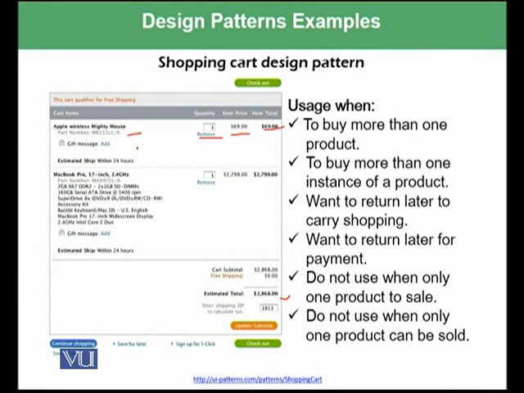So this design pattern says that you should write the name of the product, the quantity, item price, and item total. This design pattern can be used to buy more than one product, because we can write that we need one product here, this is the second product, and a third product will come over here if required. Then to buy more than one instance of the product, here we can write down the quantity of the products. And when you want to return later to carry on shopping, or want to return later for payment.